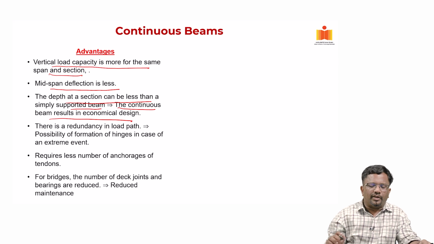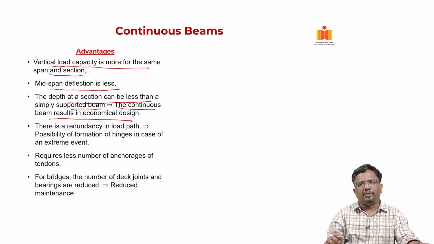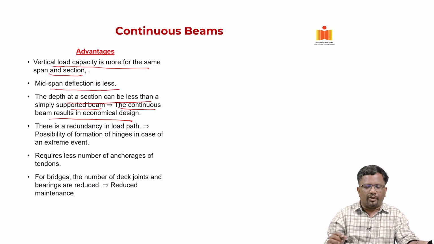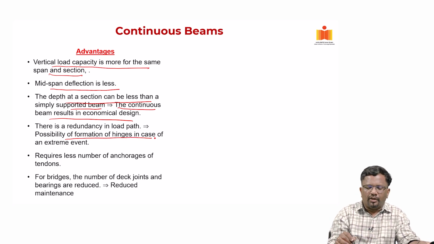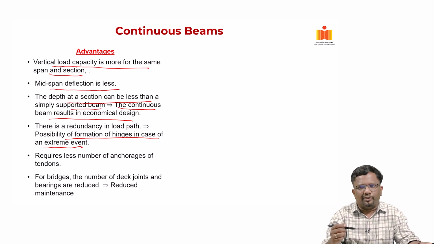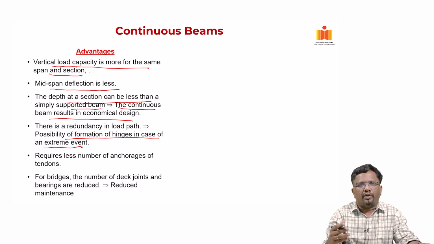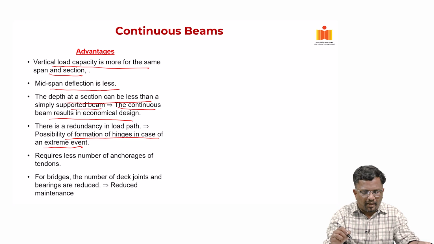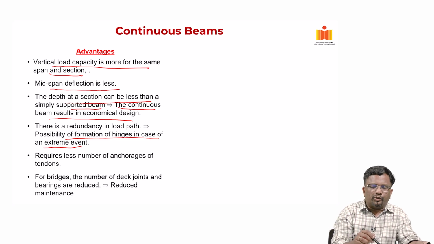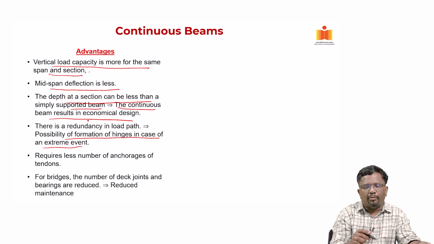And also there is redundancy in the load path. That means that we can generate alternate load paths. So, you can actually form hinges in case of an extreme event. For example, in the case of an earthquake, I can form hinges at different locations that can help me to develop an alternate load path.